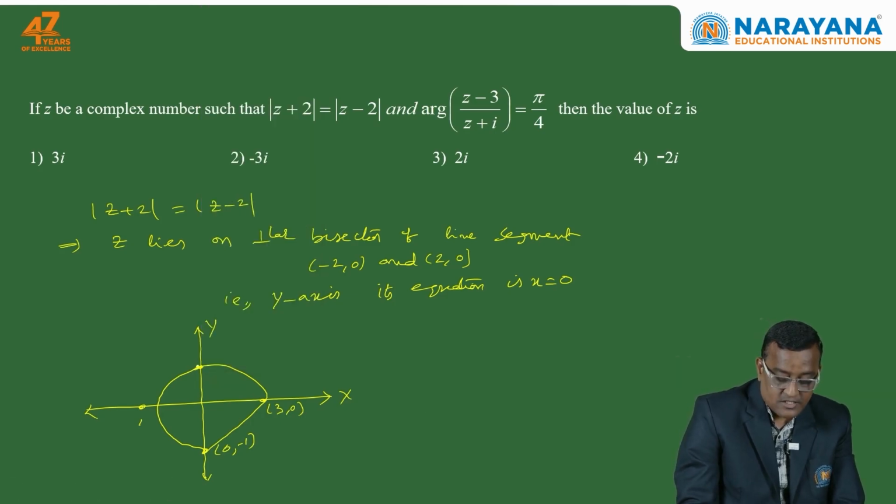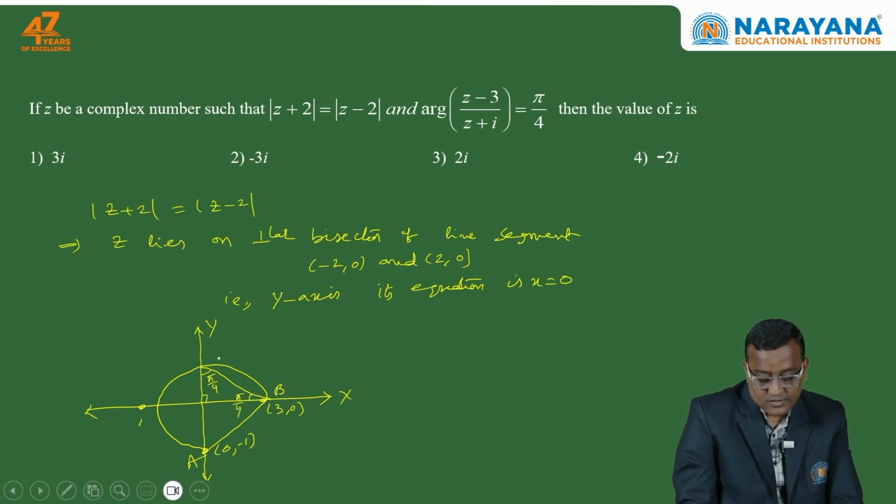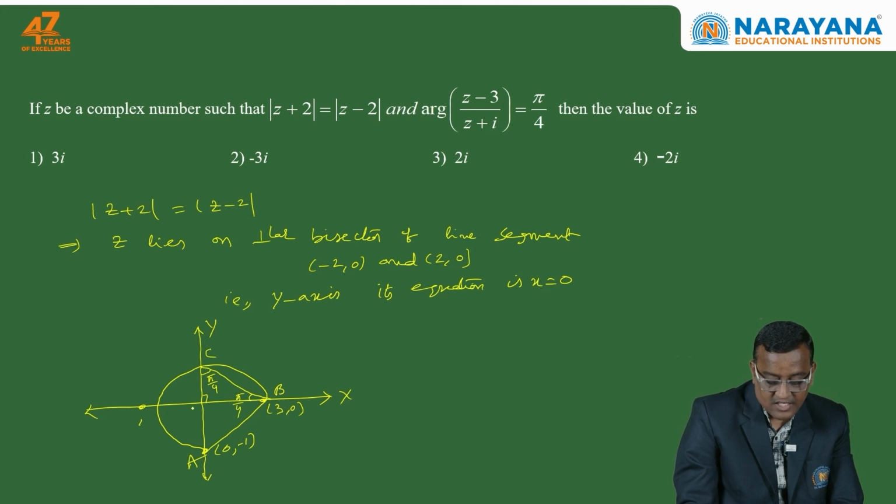Now at this point, according to the data, the angle made by the line joining AB is pi by 4. This is pi by 4, and clearly this is 90, so this is also pi by 4. So this OBC is an isosceles triangle, so OB length is the same as OC length. So C is a point on the y axis. That's why C is (0, 3). Now the required Z is 3i.